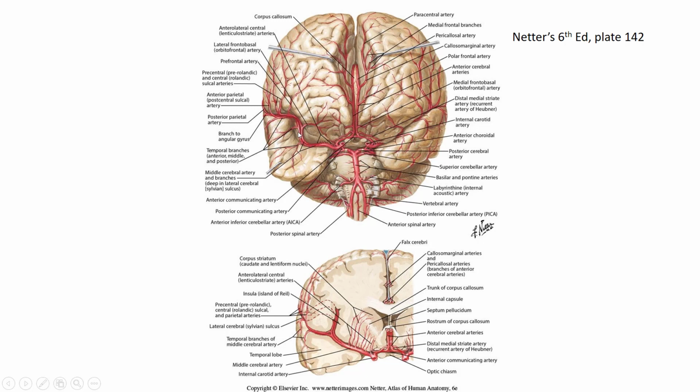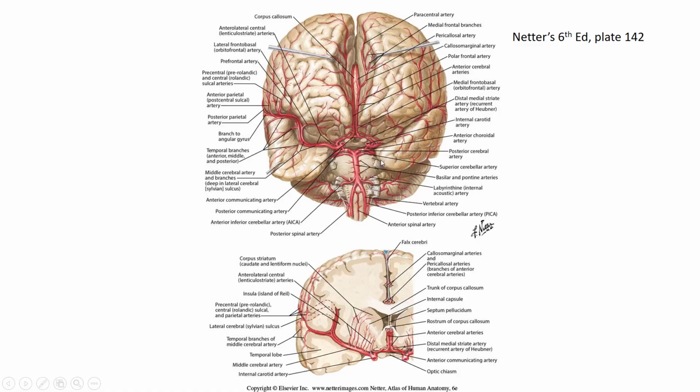The middle cerebral artery coming out here, the right middle cerebral and the left middle cerebral. The internal carotid artery has been cut here, and that's where it would terminate as it comes up. And then the right and the left anterior cerebral arteries and the anterior communicating artery here.